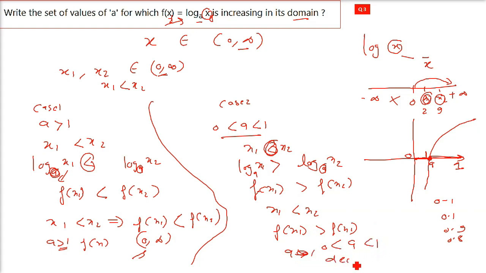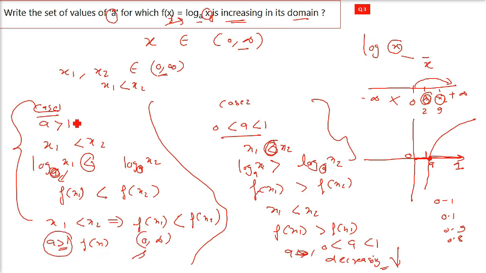If you have x1 less than x2 and you found f(x1) greater than f(x2), that means it is decreasing. And the second thing: x1 is less than x2, if f(x1) is less than f(x2), then it is increasing. So case 1 is the answer of this question. Case 2 is just for your understanding, because there is one more question coming up which has the exact same explanation which I gave you. I hope you got the idea why it is increasing, why it is decreasing.